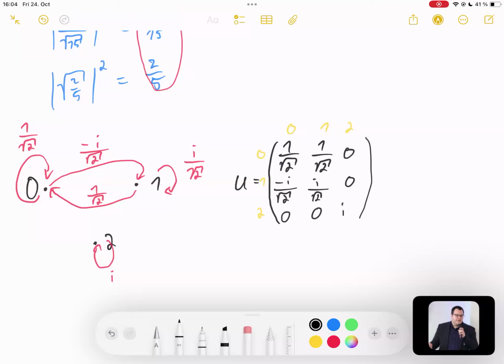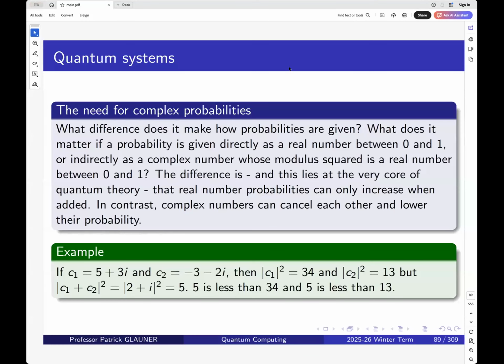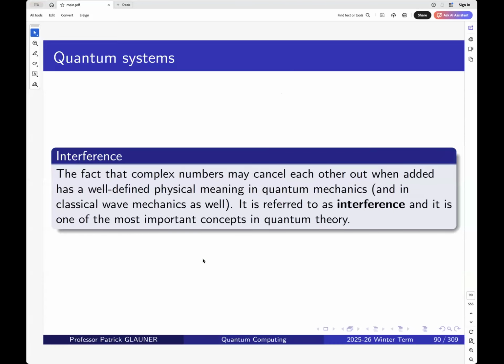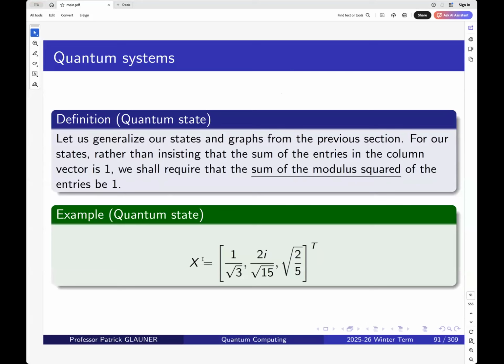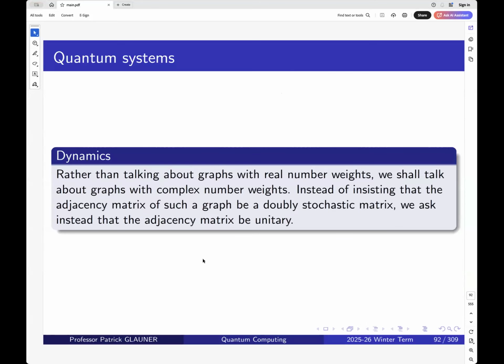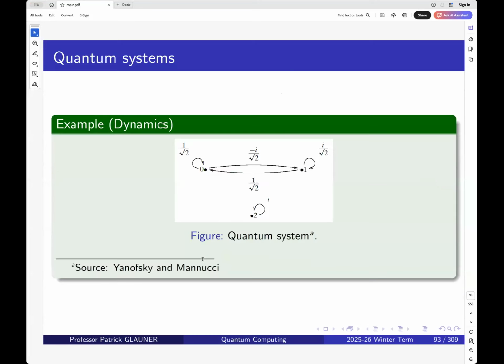I will quickly switch back to my slides. Everything I have shown you is also in the slides with some more text and the example that probabilities cancel each other out, or the complex probabilities. We've defined the term interference, and we saw what a valid quantum state is. And then we're doing the dynamics, and this time we put in complex numbers.